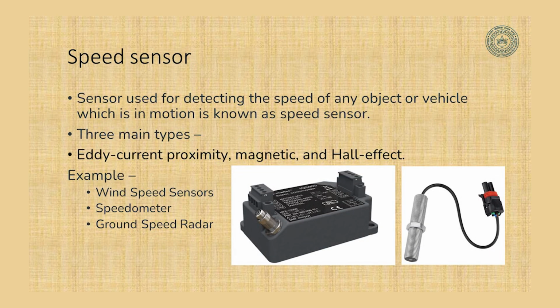Then we have speed sensors. They are used for detecting the speed of any object or vehicle. Okay. Examples of speed sensors are wind speed sensors, speedometers, LIDAR, ground speed radar. Okay. So, this is an example of a speed sensor.